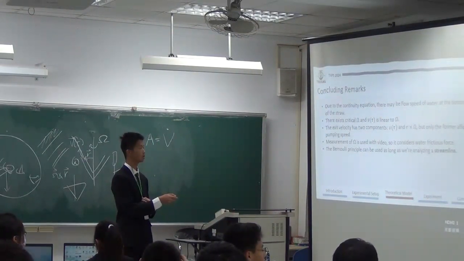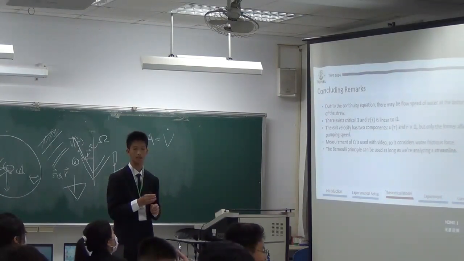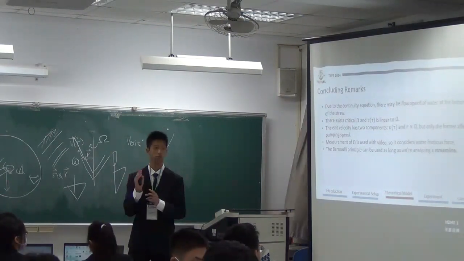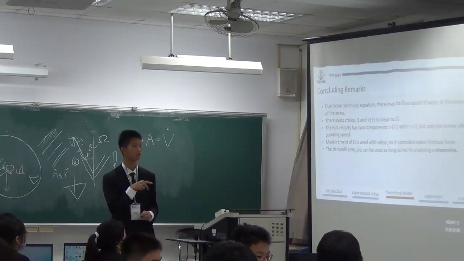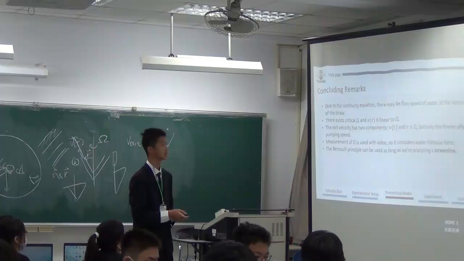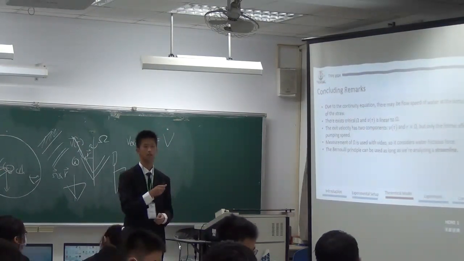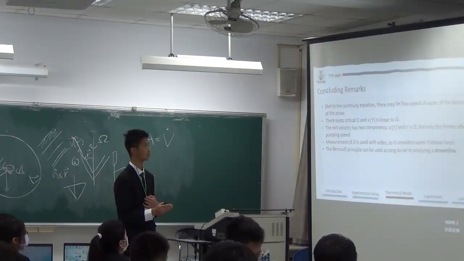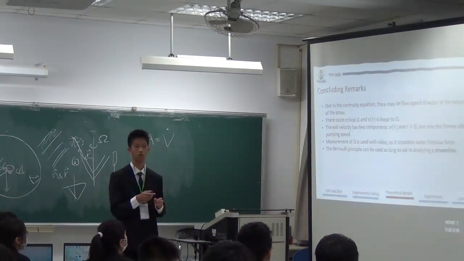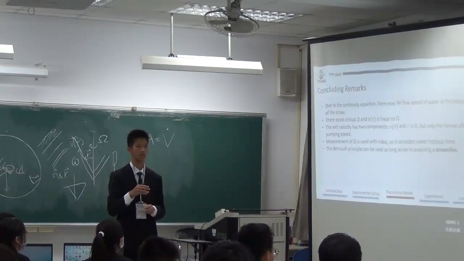And here, we also talk about how the exit velocity has two components. The first one is along the straw, which we calculate with the equation, and the second one is due to the rotation of the straw, which is r cross omega. But since the latter is only in the rotating direction, only the former accounts for the pumping speed, and we don't need to worry about the droplets swinging.